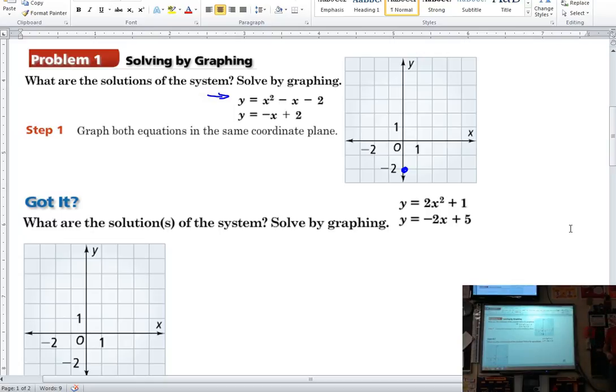If x is 1, what would my y be? 1 squared, 1 minus 1 minus 2. So wait, I get the same result from x being 0 as I get with x being 1. Which means the axis of symmetry is a half.